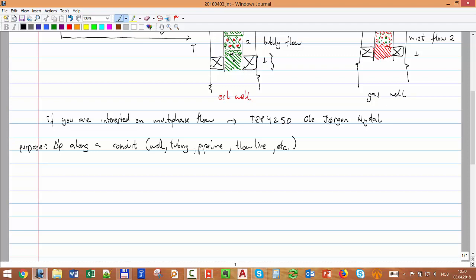Compute delta P along a conduit, but due to the variation in flow pattern, I have to perform it in a discretized manner. I have to stand in one place in the pipe, and from that place calculate the next one, and so forth. And I'm going to give you a small orientation of how that's done, at least so that you get the picture a little bit.